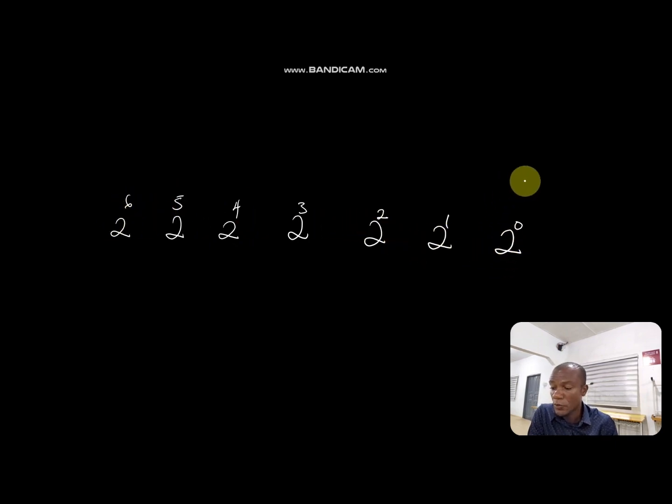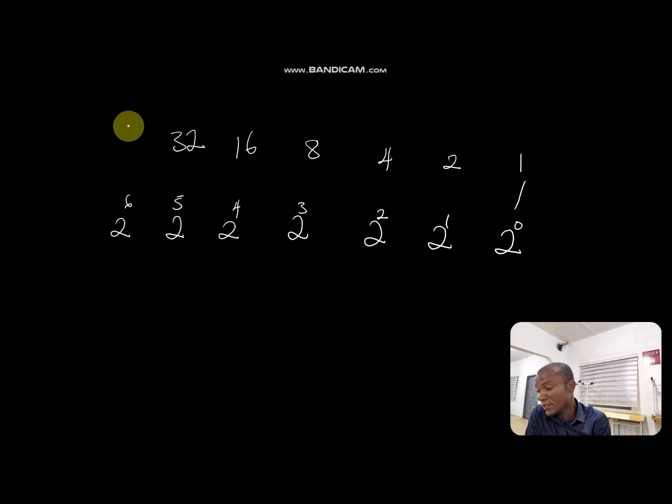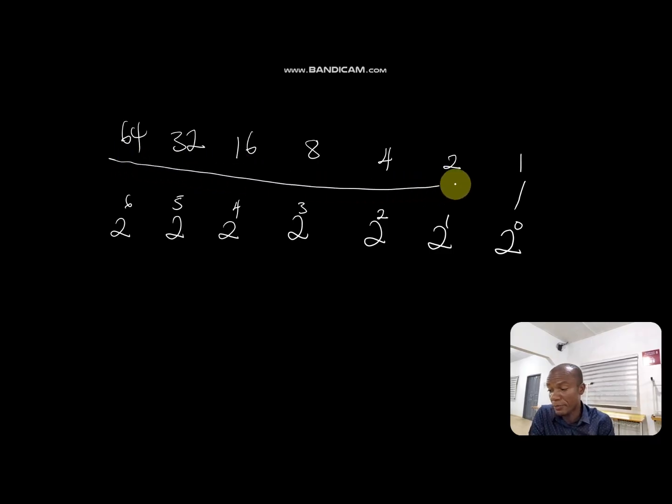So 2 raised to the power 0 will give us 1. Any number raised to the power 0 is 1. 2 raised to the power 1 is 2. 2 raised to the power 2 is 4. 2 raised to the power 3 is 8. 2 raised to the power 4 is 16. 2 raised to the power 5, 32. 2 raised to the power 6, 64. And it goes in that order. So we have 64, 128, 256, 512 in that order. To change from decimal to binary, we are going to use these numbers.